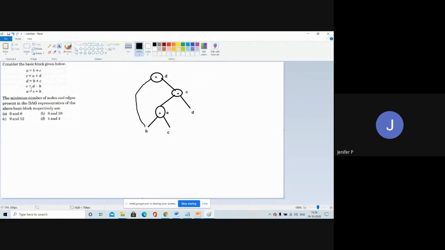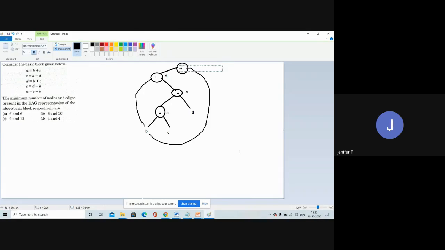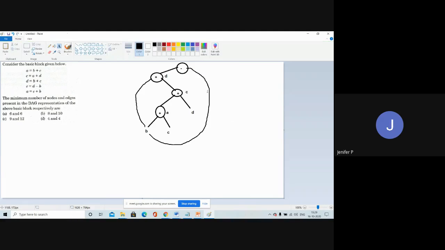And the next one, E is equal to D minus B. So D இருக்குது, right? So D will be left. And right will be B. B எங்க இருக்கு? இந்த இருக்கு. So this will be right child. And the operation involved will be minus. D minus B, which is equal to E.